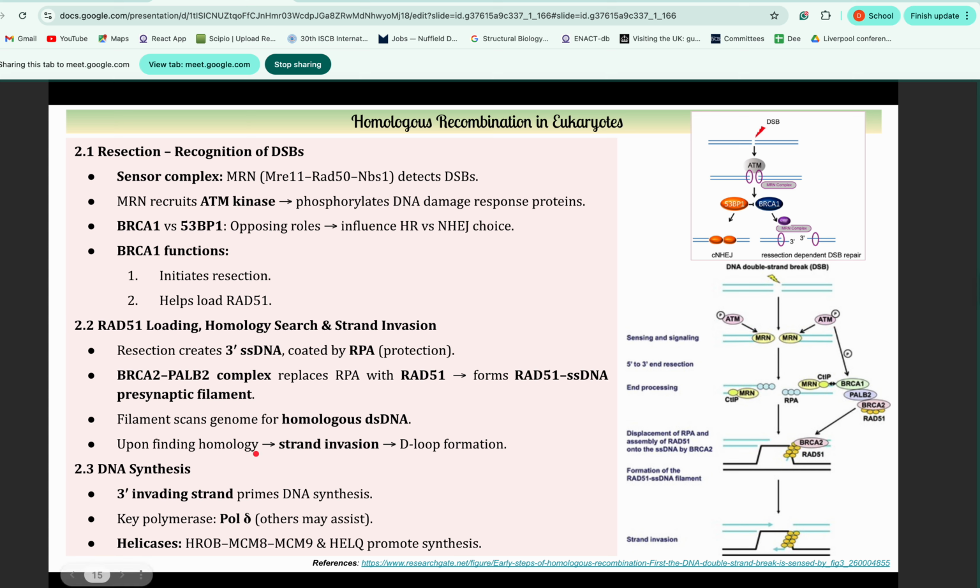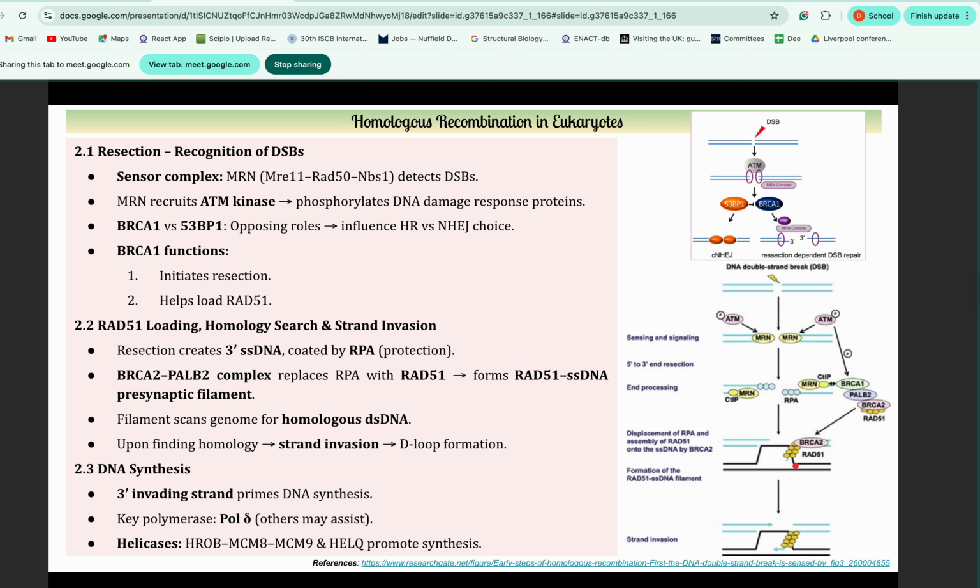And upon finding homology, it will do the strand invasion and the D loop will be formed. So after the D loop has been synthesized, now the 3' invading strand will prime the DNA synthesis, and the key polymerase here is polymerase delta, which will synthesize the complementary strand.